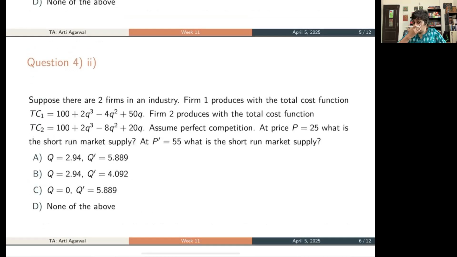So let's go to the second part. The second part of the question has the same cost structures, everything. Now it's asking, at price P equal to 25, what is the short run market supply? And at P prime equal to 55, what is the short run market supply? This you can easily compute after we have calculated the supply functions. So I'll give you a few minutes to compute both the answers, and then tell me what you got as the answer.